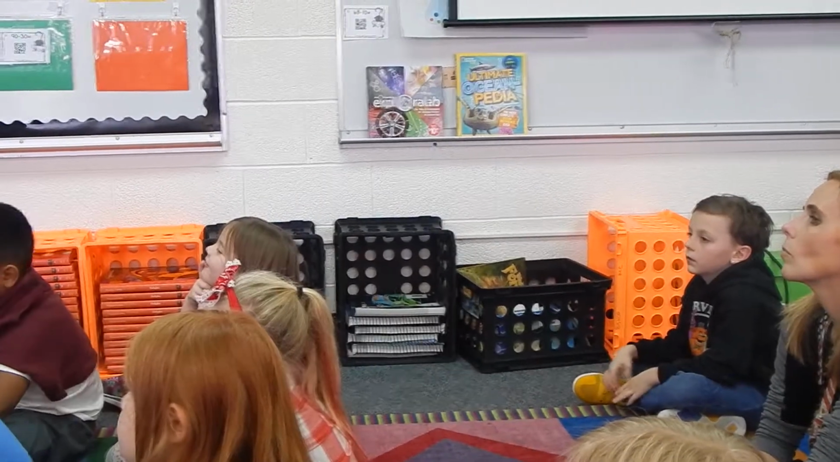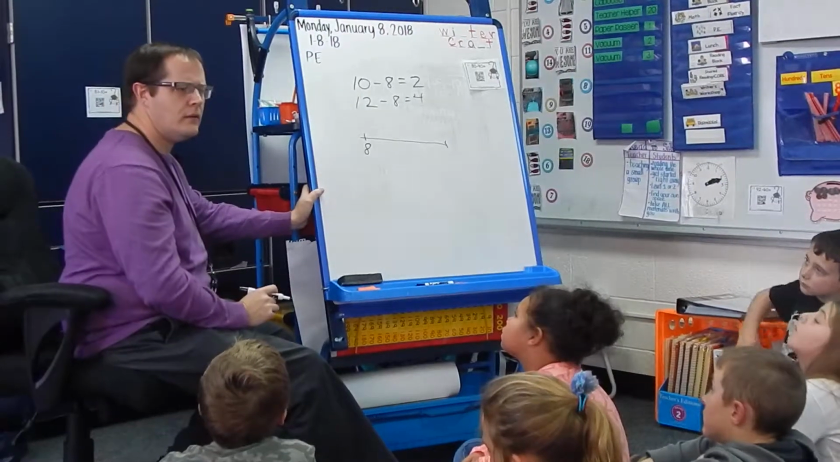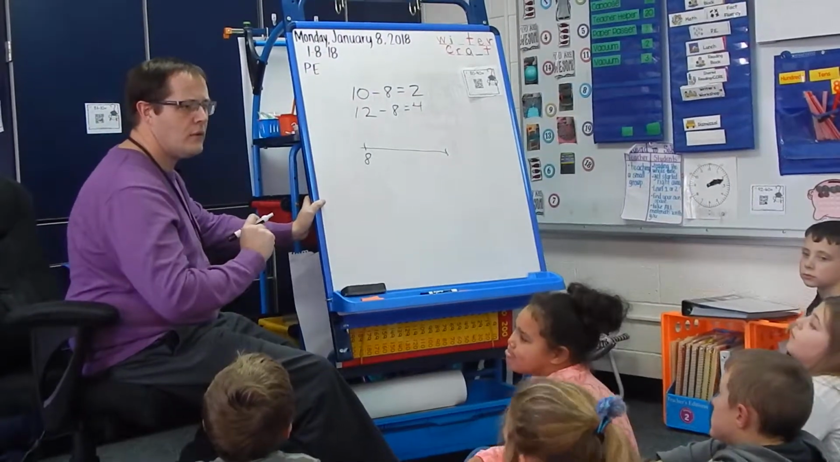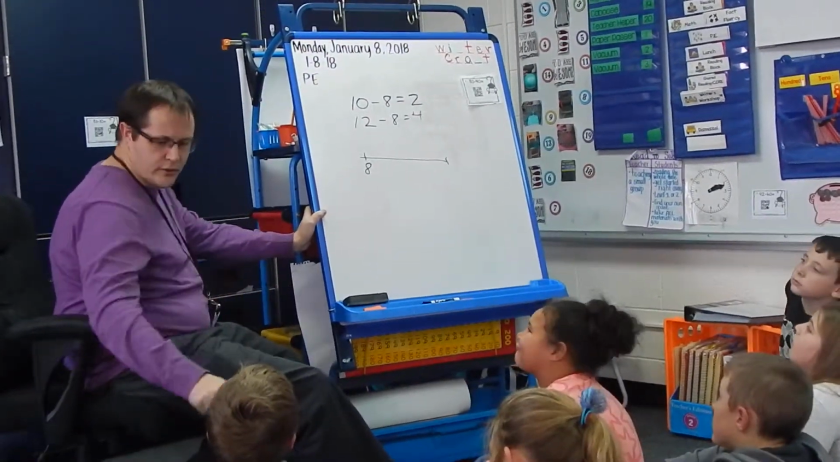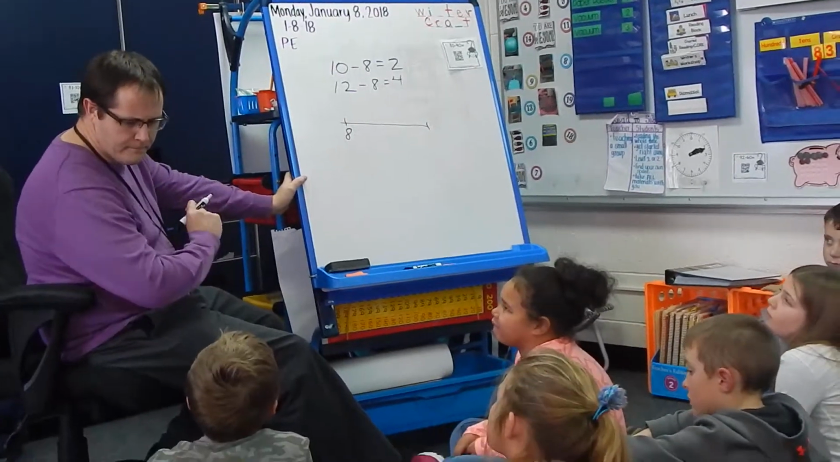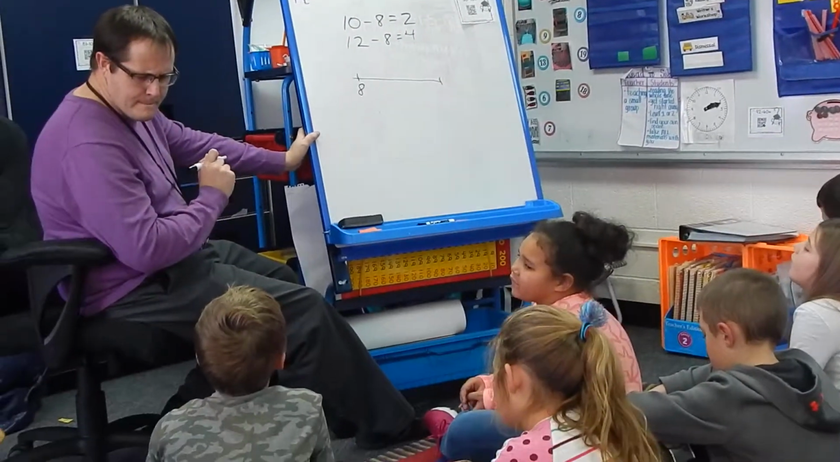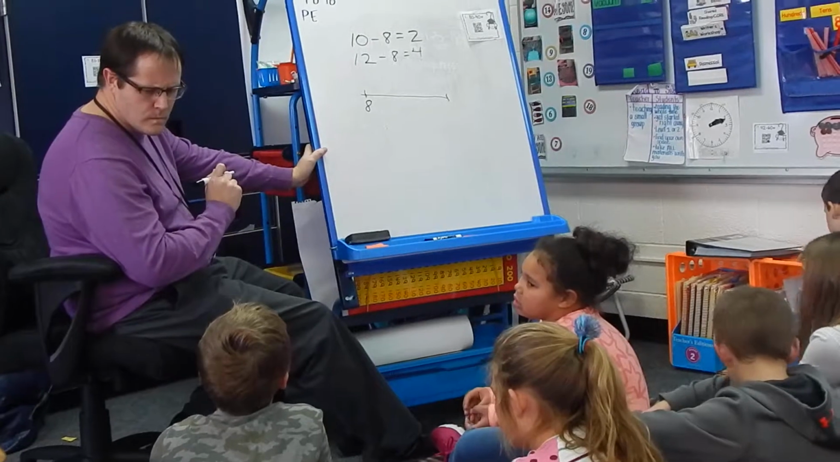Far left. On the far left? Okay. Why did you choose the far left? Because you can start with 8 for addition. Oh, do you agree with that? Why do you agree? Because I actually don't.